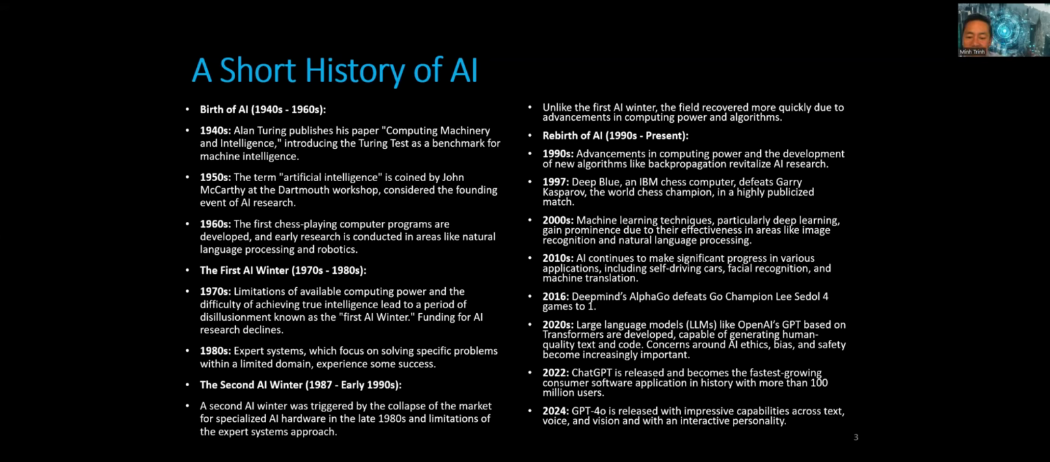A short history of AI. I won't go over all the steps, but you should be familiar with that. The idea of AI may have been studied as far back as the Greeks or even before that. But modern AI was studied in the 1940s with the British mathematician Alan Turing, who published his paper Computing Machinery and Intelligence, where he suggested the Turing test, and we'll go over that. In the 1950s, there was a very famous workshop at Dartmouth where John McCarthy and his colleagues wanted to do AI research, and they coined the term artificial intelligence.